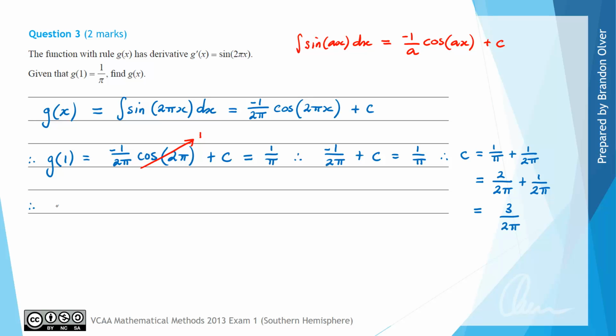So therefore g of x, which is what we were asked to find, is going to equal negative 1 divided by 2 pi times cos of 2 pi x plus 3 on 2 pi. So that is the answer to this question.